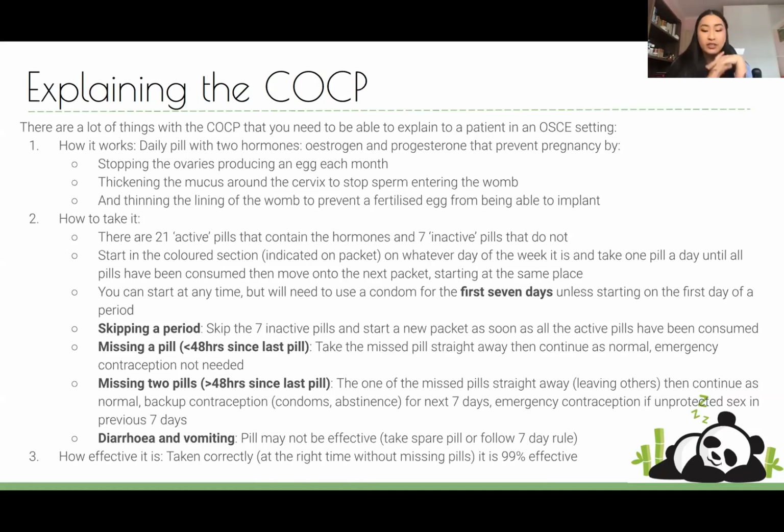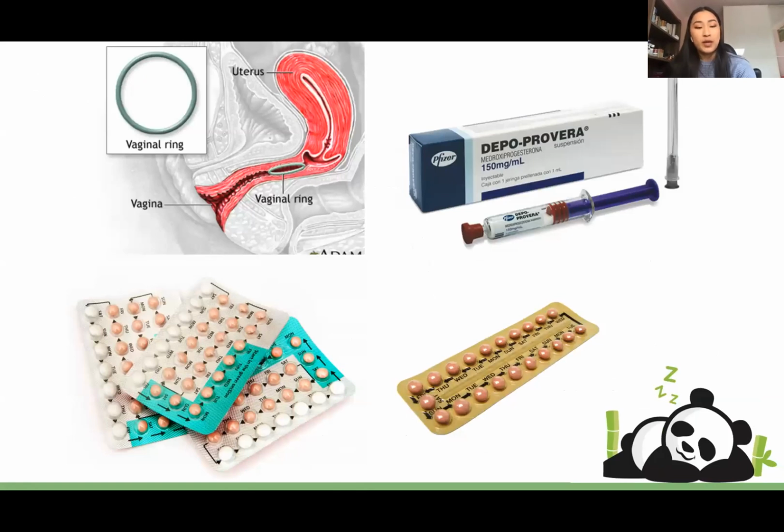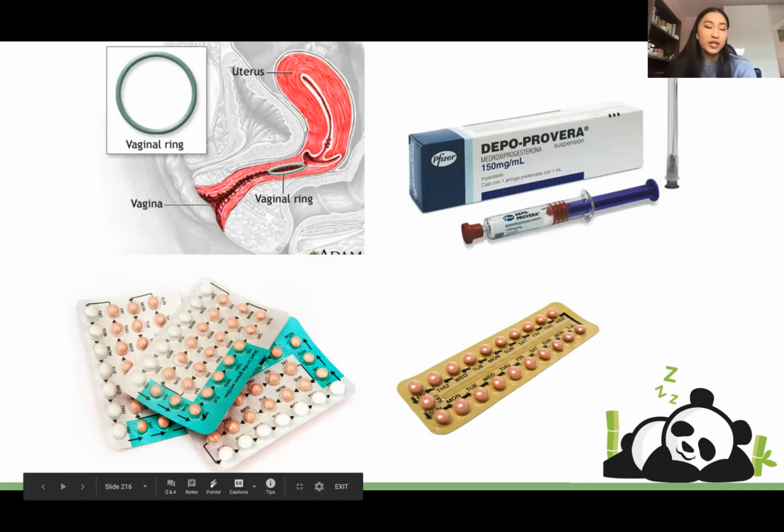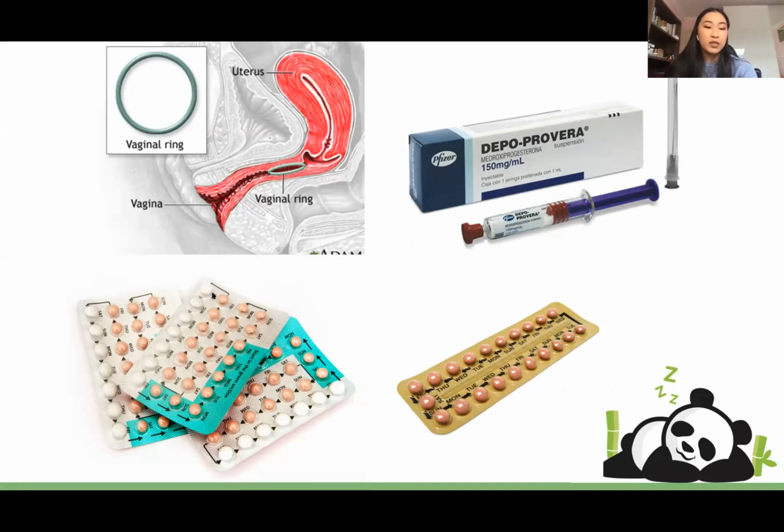How to take it. Again, for full marks, you should pull up a pill packet. On an OSCE, they would probably provide you one if it was in person. I don't know how they'll do it online. But you would have a little pill packet and you would say there are 21 active pills, there are 7 inactive pills. You start in the colored section on whatever day of the week it is that you're starting, and then you follow the arrows through to take all the active pills, the inactive pills, and you come back up until you finish the packet, and then you start a new packet.